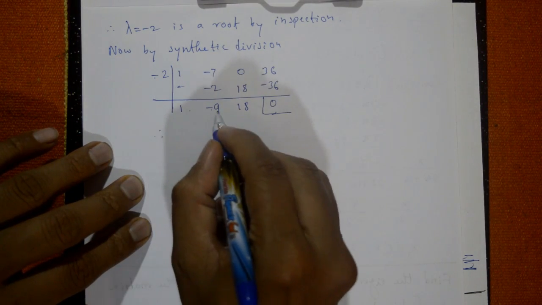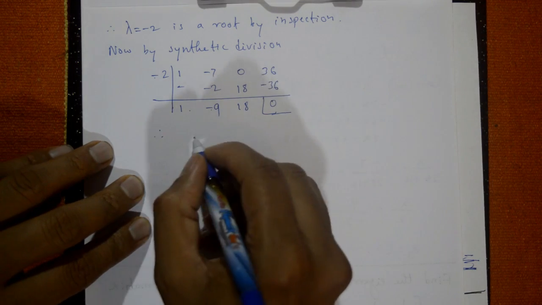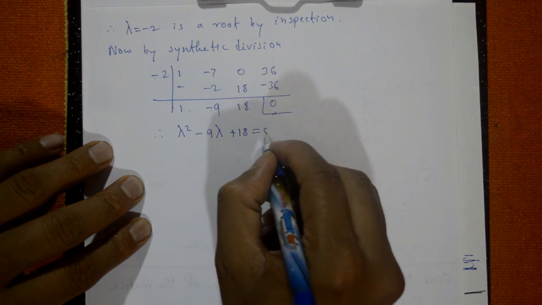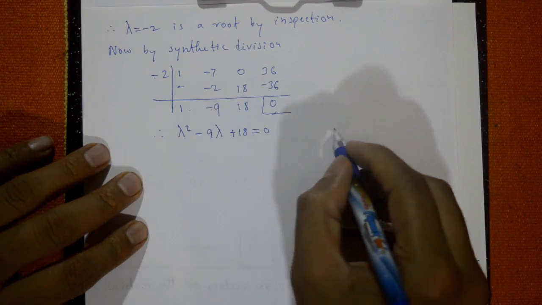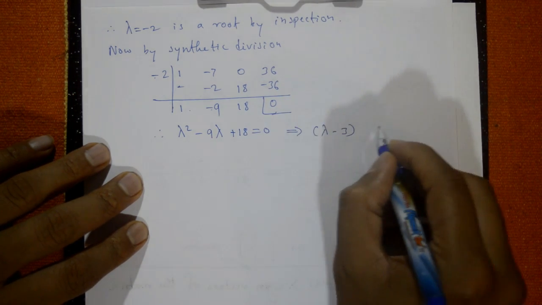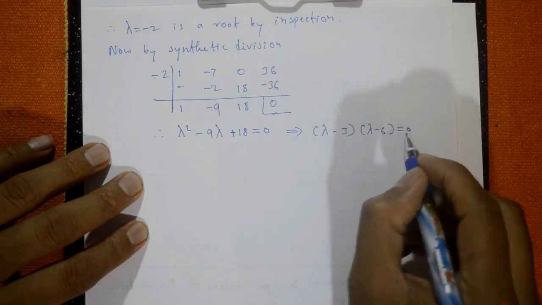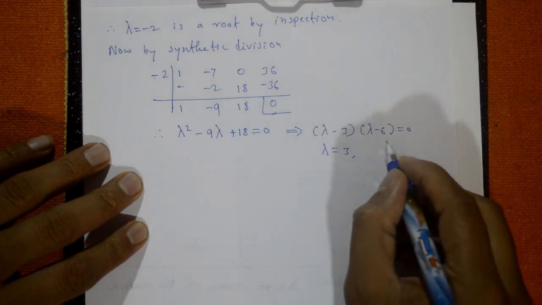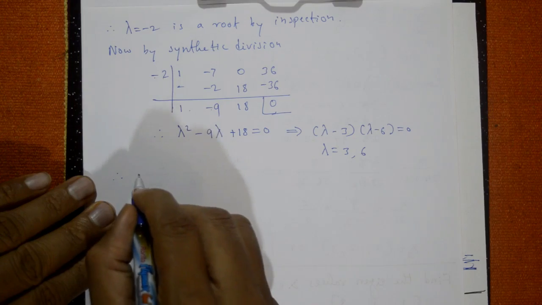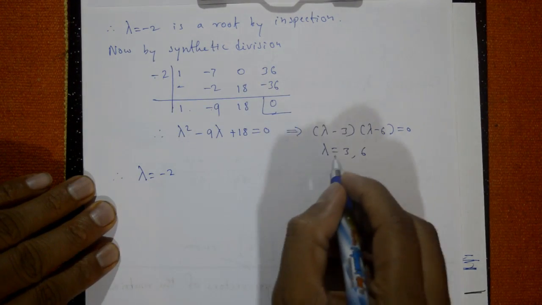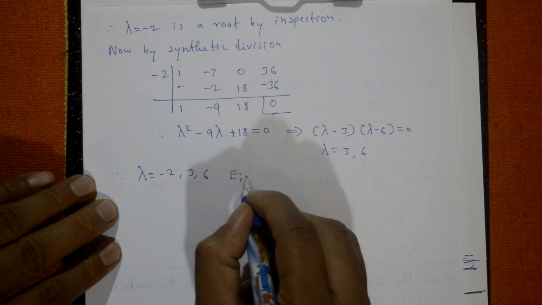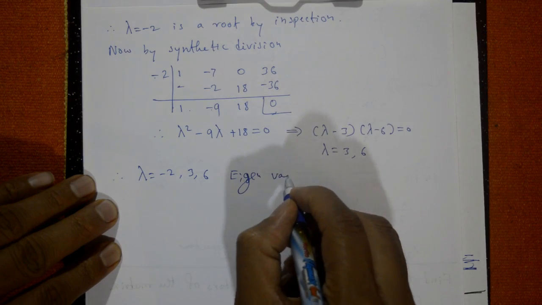Now write 1, minus 9 and 18 in equation form: lambda square minus 9 lambda plus 18 equal to 0. Factorization gives (lambda minus 3)(lambda minus 6) equal to 0, so lambda is 3 and lambda is 6, plus the one more root, minus 2. Therefore the first root is minus 2, and the second and third are 3 and 6. These are the eigenvalues.